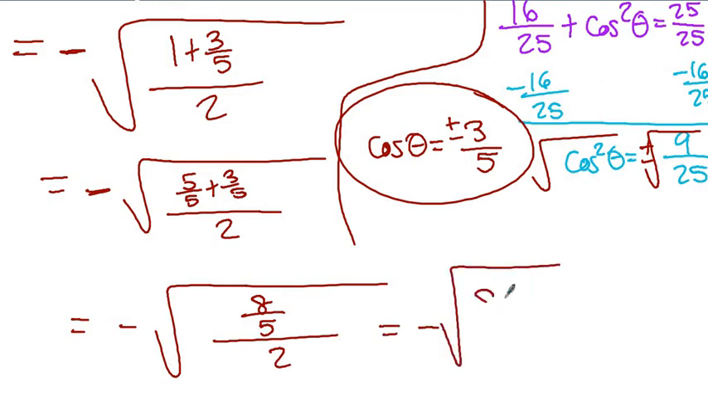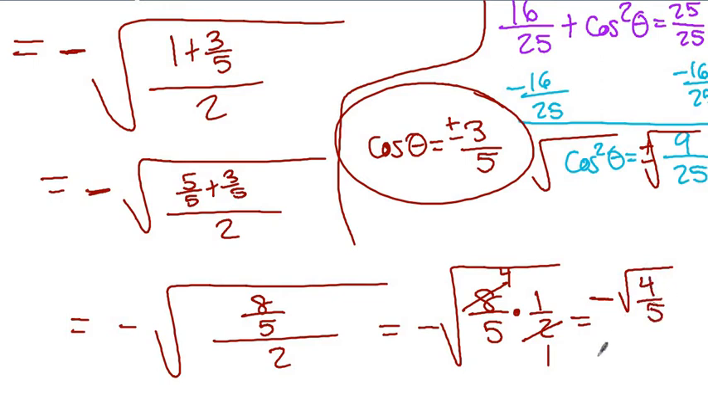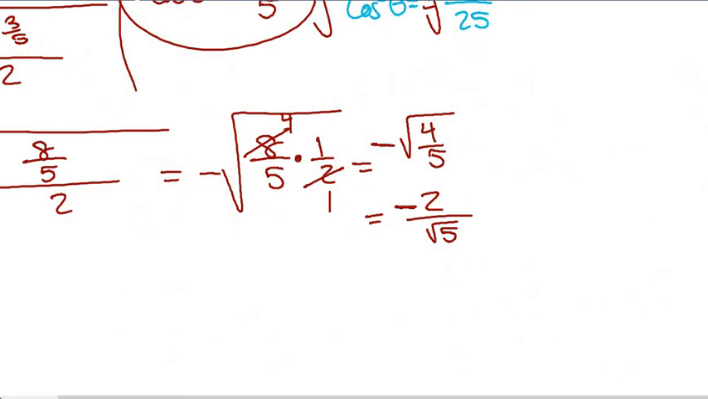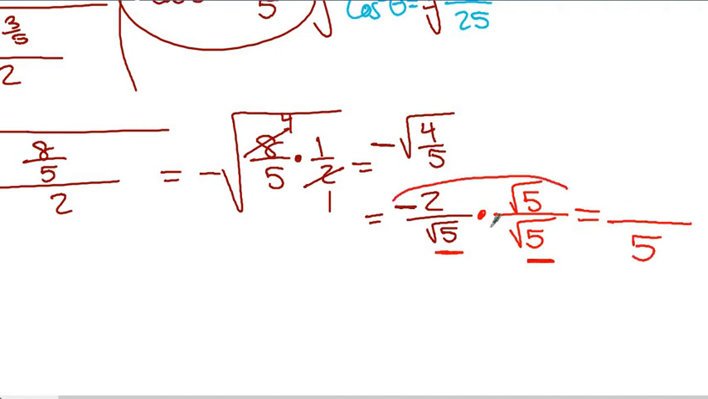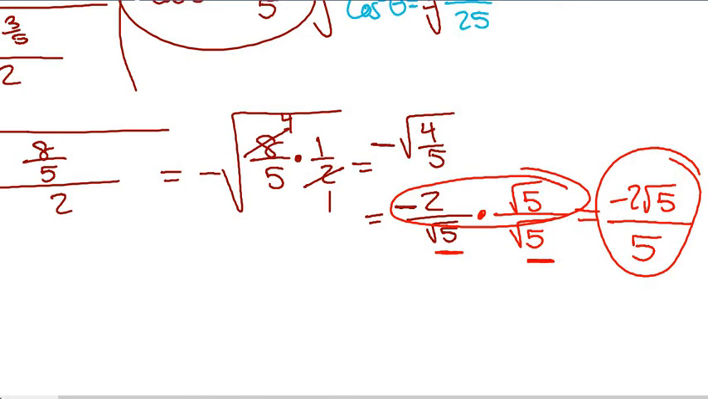Dividing by 2 is like multiplying by the reciprocal of 2, which is 1 over 2. That and that will cancel. This becomes a 4. So we're left with negative square root of 4 over 5. We could simplify that to negative 2 over root 5. That's not wrong the way we have it, but it's customary to not leave any roots in the bottom. So we multiply the top and the bottom by square root of 5, because square root 5 times square root 5 is just 5. The top becomes negative 2 root 5 over 5. That's our answer for that problem.